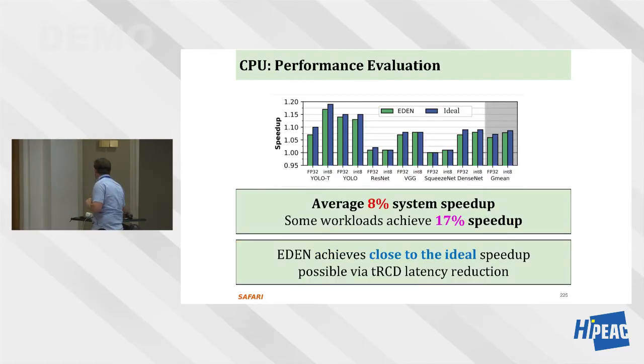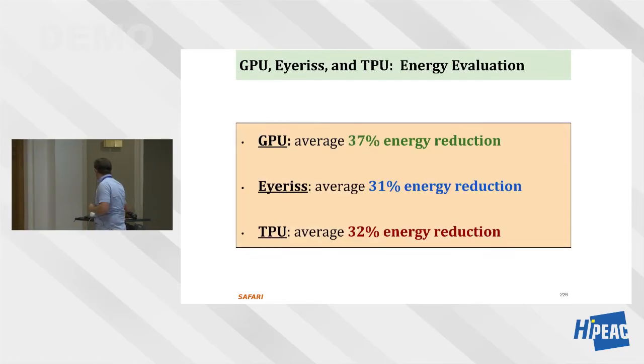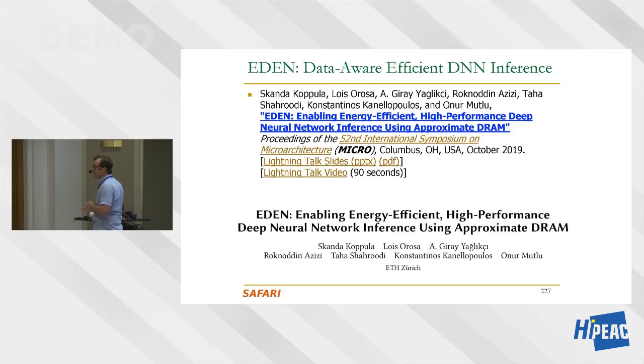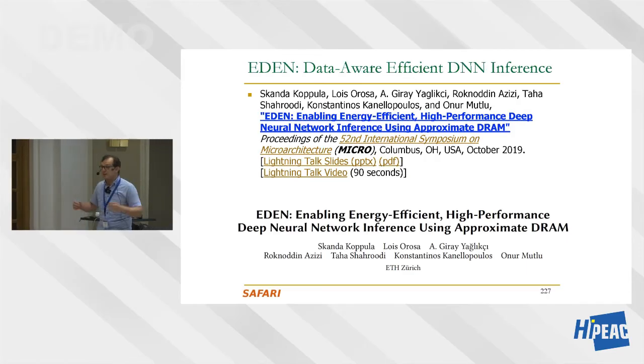Okay, so we also see significant system speed-ups because we reduce the latency to the DRAM, and some of these layers are quite latency sensitive. Okay, and we evaluate on GPUs and specialized machine learning accelerators and also TPUs, and we see similar energy reductions, as you can see over here. And again, this is the paper. I wanted to give this to you as an example because this is another example of heterogeneous memory that could be used to accelerate machine learning. While accelerating it, you also make it more energy efficient.